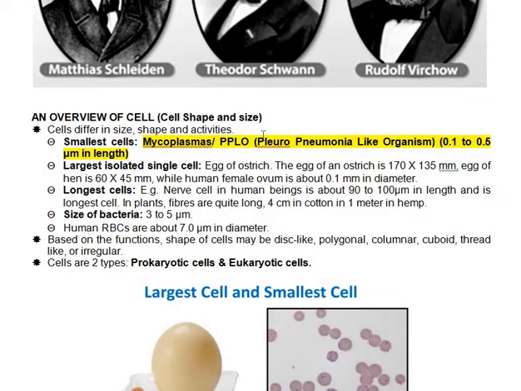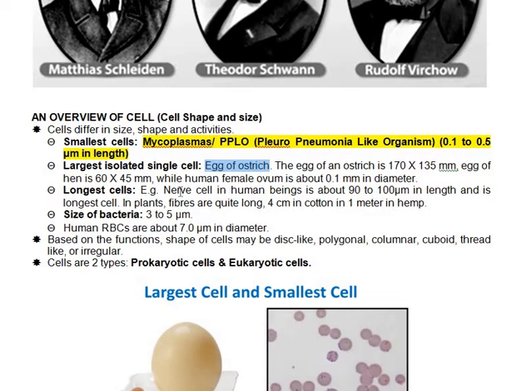So again, one more question: expand the term PPLO, pneumonia like organism. This is the smallest known organism. The largest isolated single cell is the egg of an ostrich, whose size is 117 to 135 mm. So this is the largest isolated cell, and the smallest one is the pneumonia like organism, that is the PPLO.